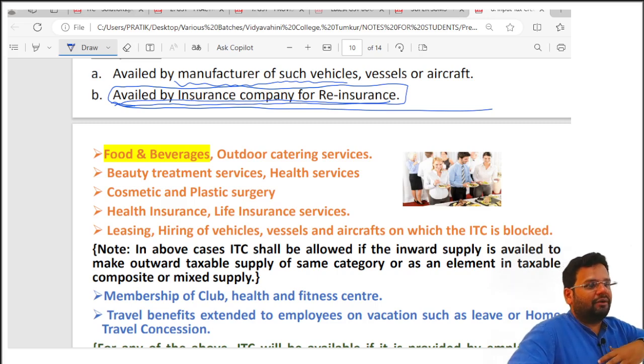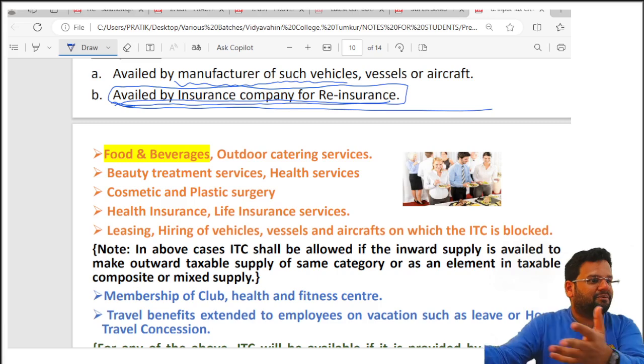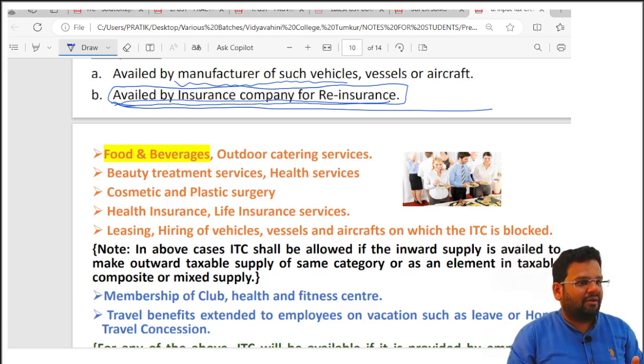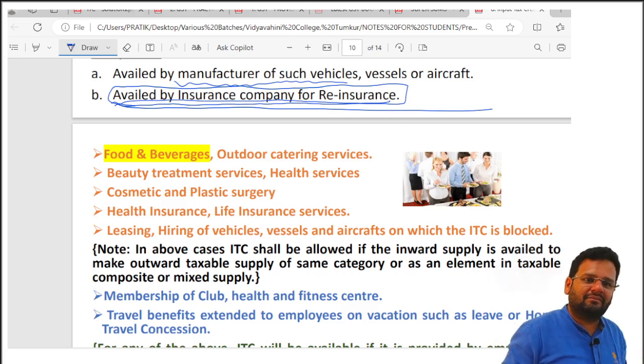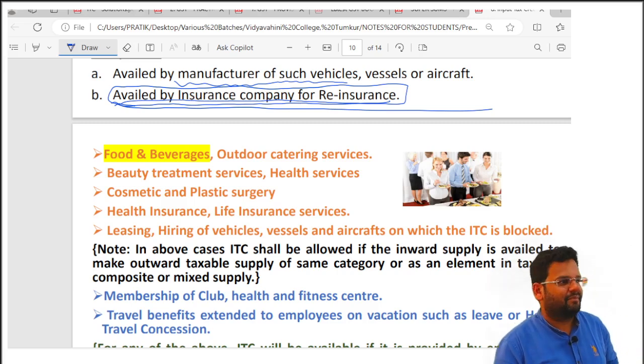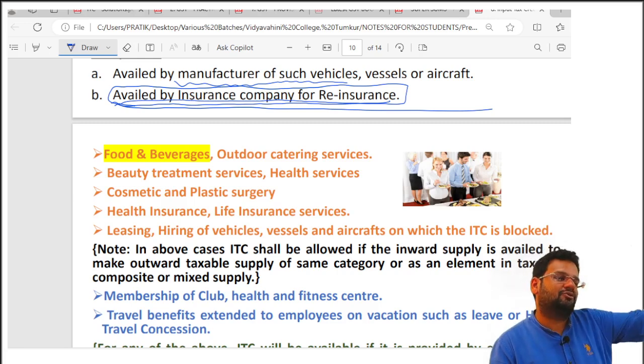I am not confident that I will be able to insure 500 crores of assets. So what do I do? I go to another insurance company. I tell them we will divide the risk. I am getting a premium of 10 crores. I will give you a premium of 3 crores, but please take some risk. Outsourcing. So now I can take ITC of the GST which I will pay to that insurance company.